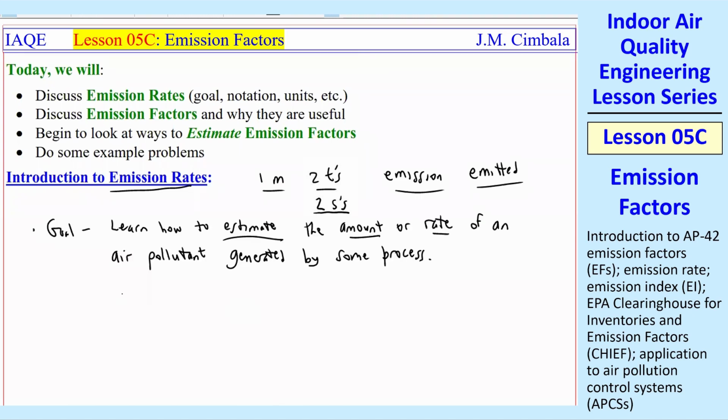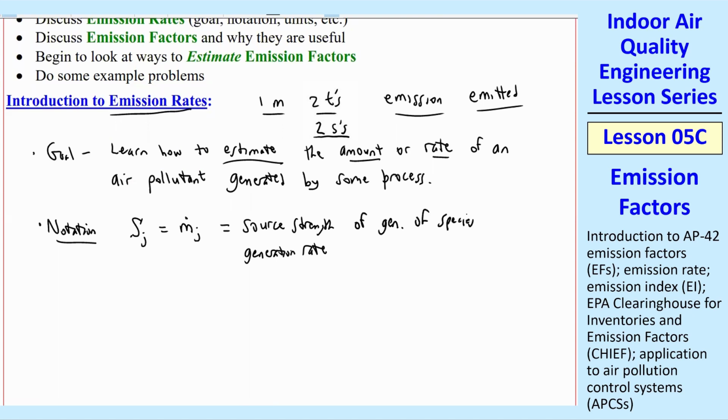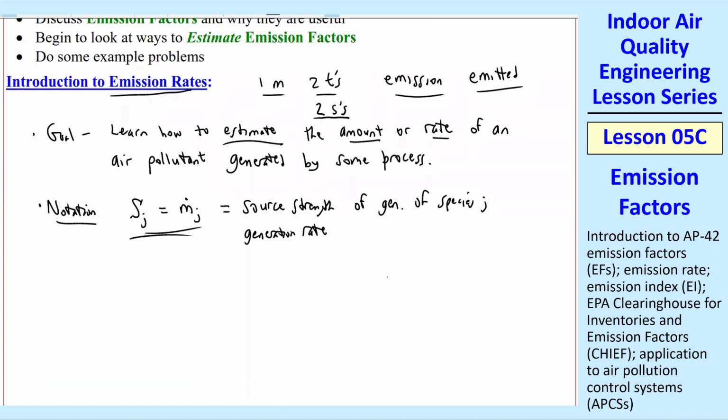The goal is to learn how to estimate the amount or rate of an air pollutant generated by some process. So we'll talk about a bunch of different processes, and I want to mention some notation first before we move on. We'll use S sub j and M dot j to be the same thing. This is called the source strength or also the generation rate, and it's the source strength of generation of some species J. And keep in mind that sometimes we'll drop the J subscript, especially when we're typically only talking about one type of air pollutant or one species. So keep that in mind.